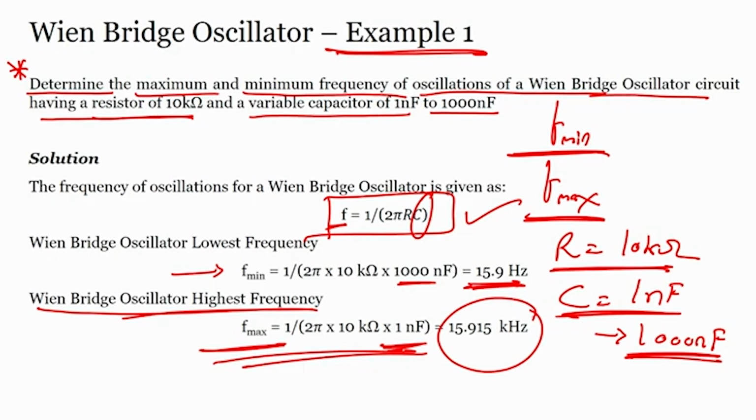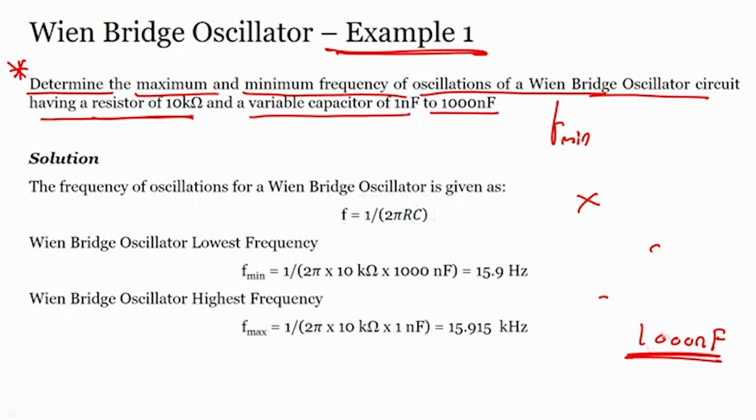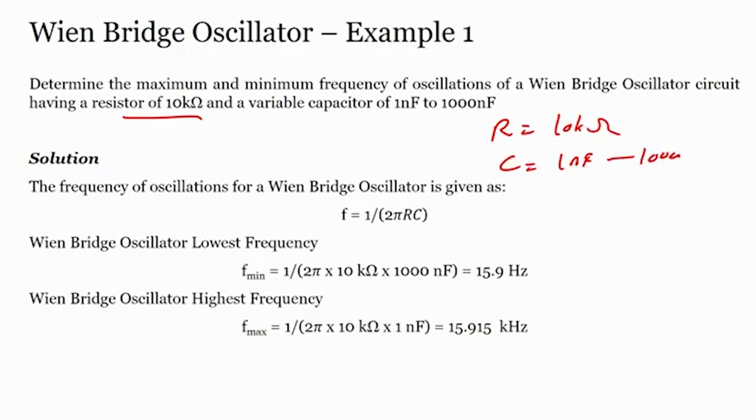So, if you are given an example or a problem like this, you should be able to solve it within 1 minute or within 2 minutes, okay. Why? Because I am taking a long time so that you understand clearly, but when you want to solve it, it is so easy. If you are given this maximum and minimum frequency of oscillation for a Wein bridge oscillator, R is given as 10 kilo ohm, C is given from 1 nanofarad to 1000 nanofarad, alright.